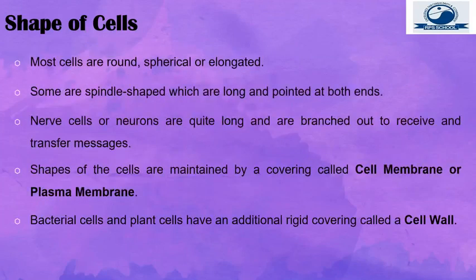Most cells are round, oval, spherical, or elongated. Some are spindle-shaped, which are long and pointed at both ends. Nerve cells or neurons are quite long and are branched out to receive and transfer messages. Shapes of the cells are maintained by a covering called cell membrane or plasma membrane. Bacterial cells and plant cells have an additional rigid covering called a cell wall.